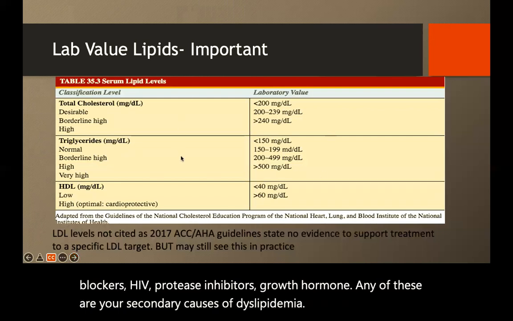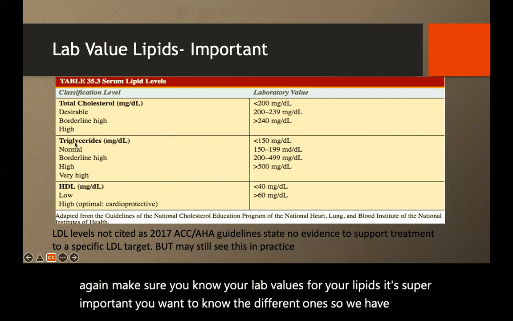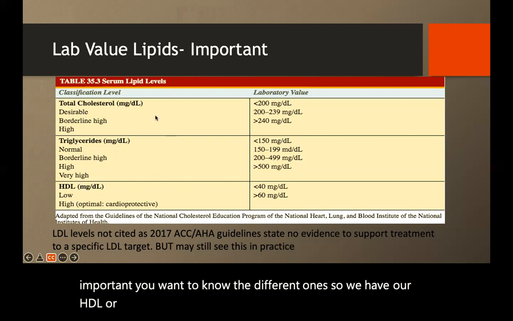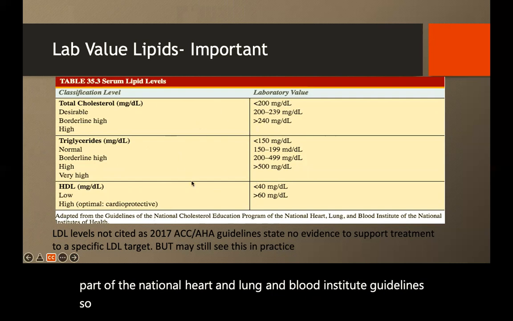Again, make sure you know your lab values for your lipids. It's super important. You want to know the different ones. So we have our HDL, our triglycerides, and our total cholesterol. Okay. Again, this is all part of the National Heart, Lung, and Blood Institute guidelines. So that's where we're getting these normal and abnormal guidelines for cholesterol.